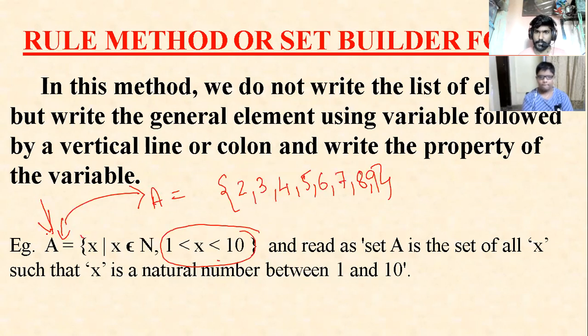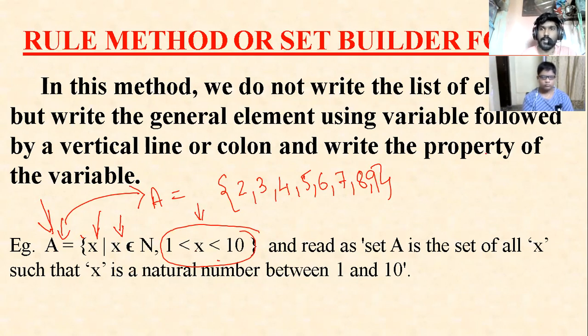Is this clear? We'll do more examples so you will have a good understanding of it. Okay, so I'll just read this again for you. Set A is the set of all x such that x belongs to natural numbers and x is between 1 and 10. Okay, so let's move on now.